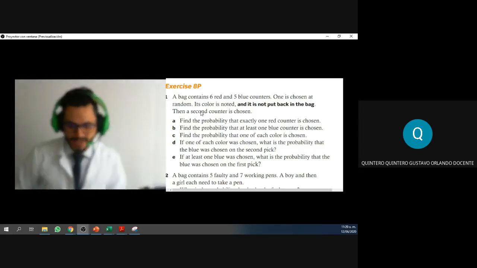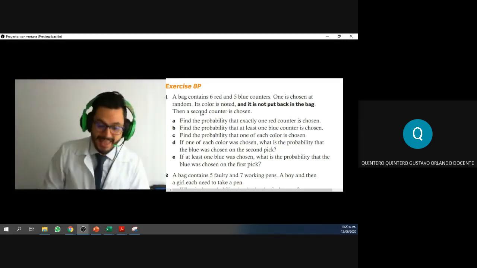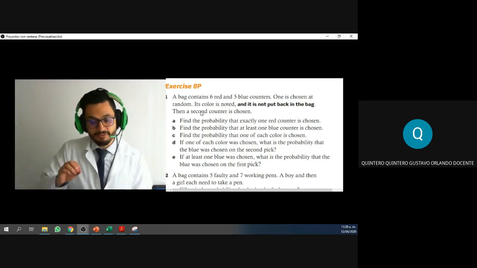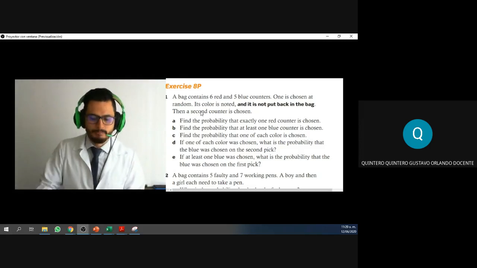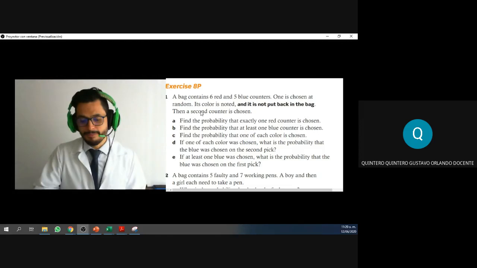All right. So, focus camera, please. Yes. All right. So we have a bag, right? And the bag contains 6 red and 5 blue counters. Let's say balls. It had 6 balls that are red and 5 balls that are blue.